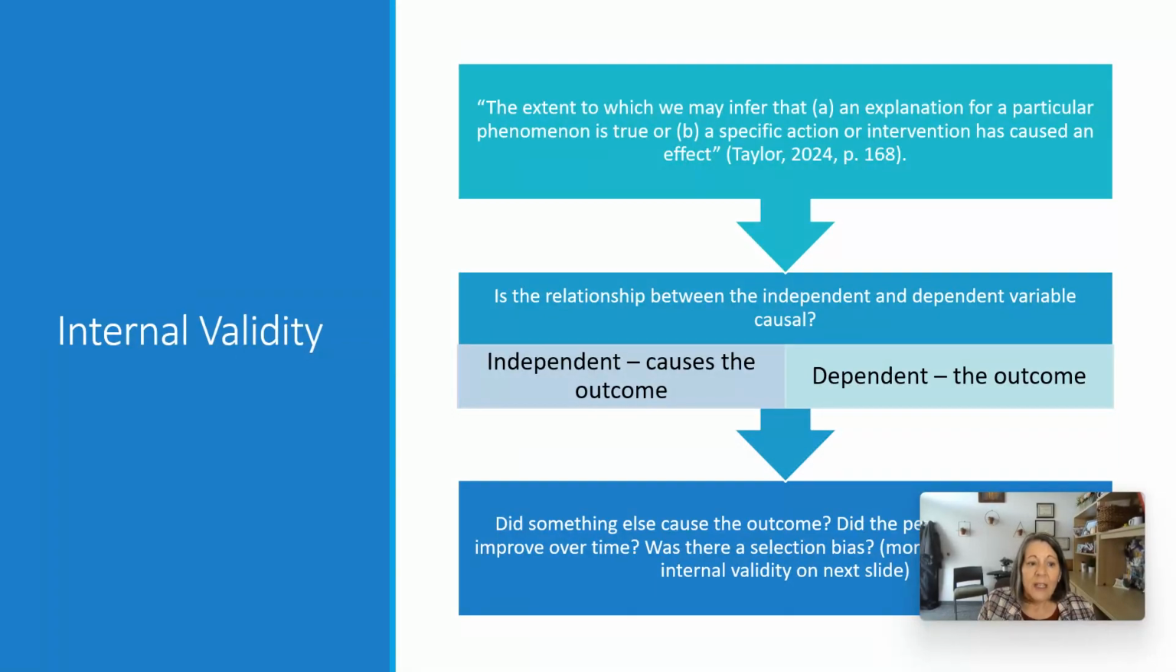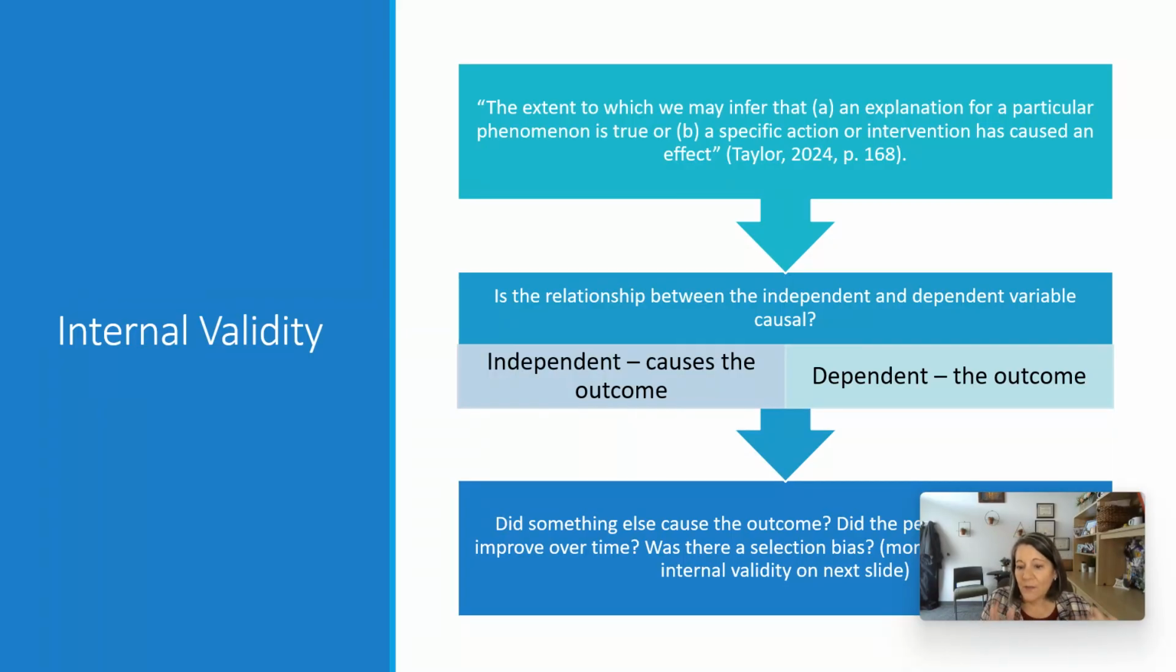Okay. Internal validity. So we talked about statistical conclusion validity. Now we're moving on to internal validity. This is the extent to which we may infer that an explanation for a particular phenomenon is true, or that a specific action or intervention has caused the effect. So is the relationship between my independent and dependent variable a causal, or at least a correlational, relationship? Or did something else cause the outcome?